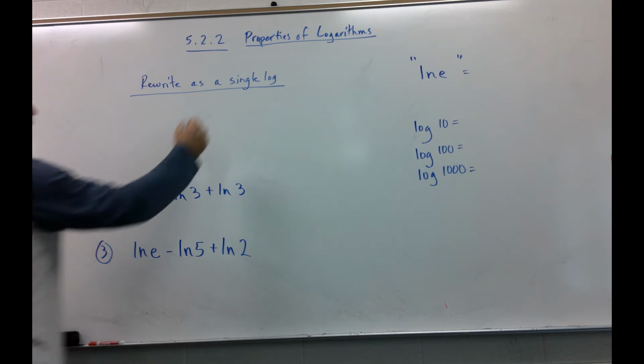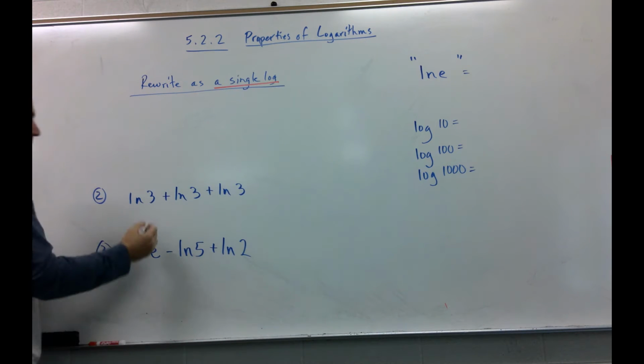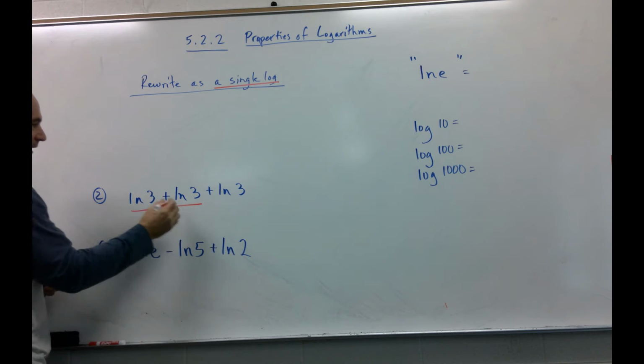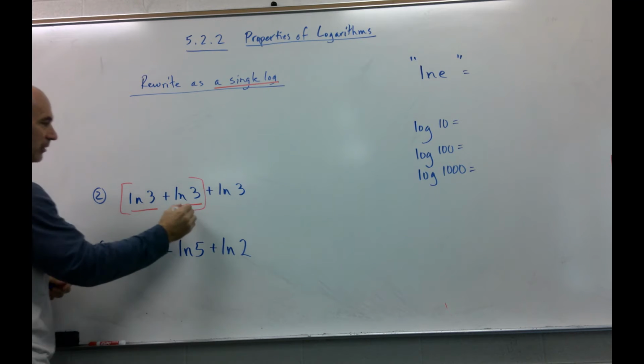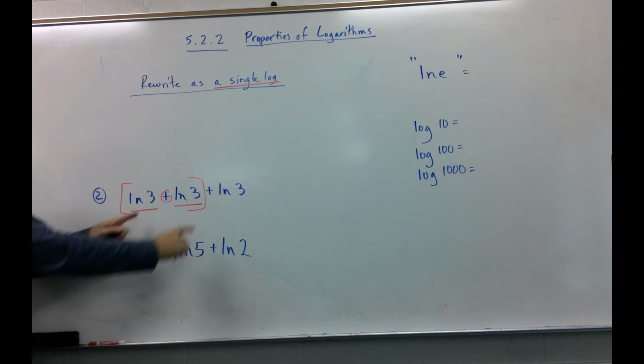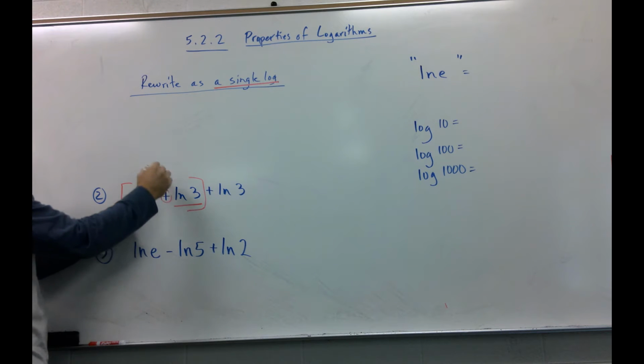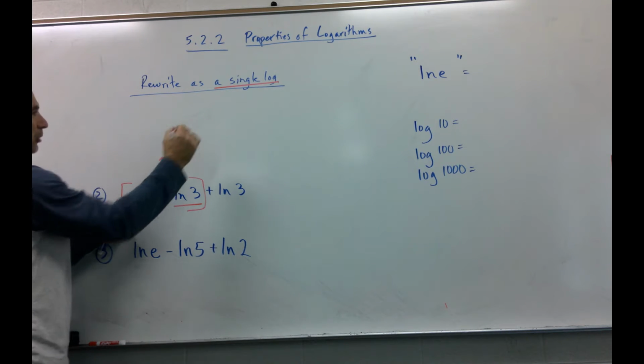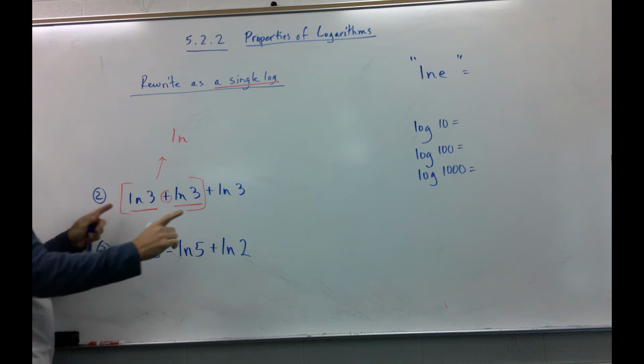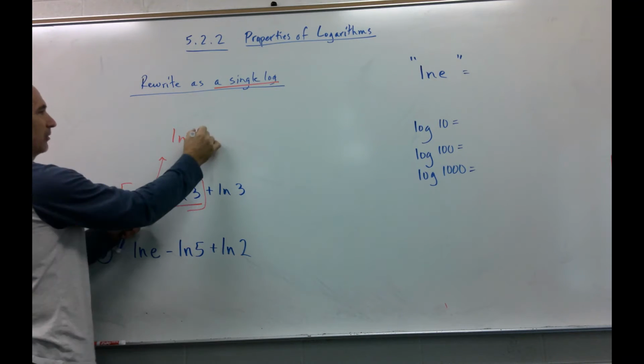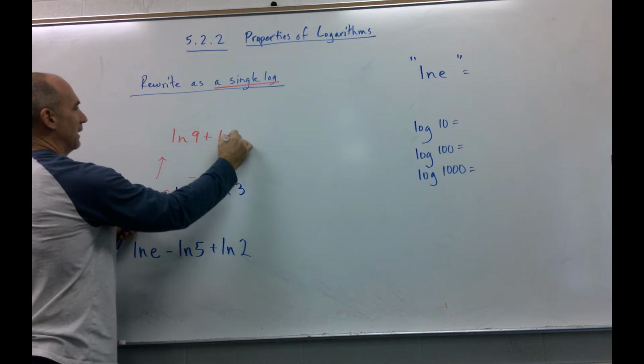So follow the rules. Write it as a single log. Well, I've got this plus this. Let's focus on those two first. Addition means multiply and turn them into one log. So this is the natural log though, but don't worry, they still apply to natural logs. I multiply those together, and then I got the natural log of 3.